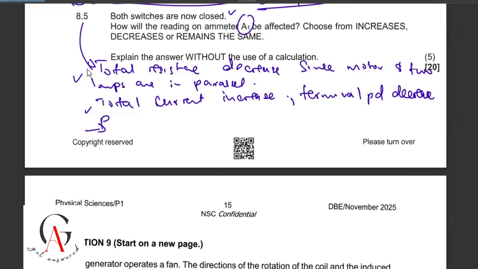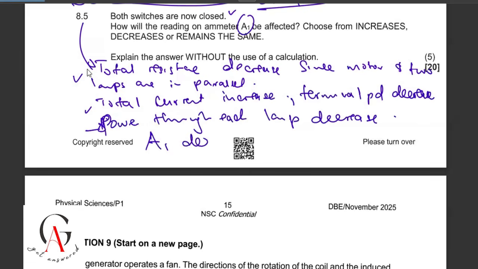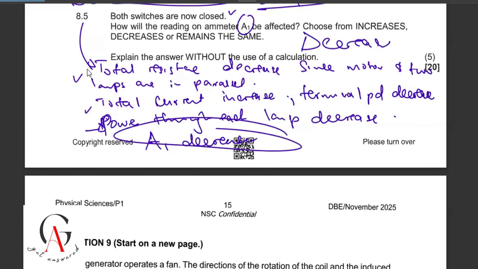And then what's going to happen to the power? The power through each bulb, power through each lamp will decrease, okay, meaning that the current through A1 must also decrease. So that answer of ours is going to be decreased because of all those explanations.